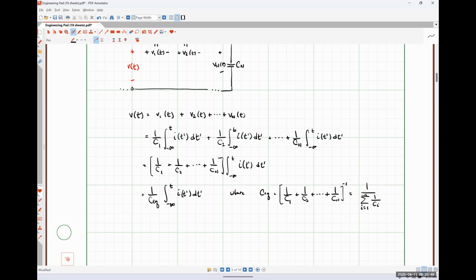So essentially, capacitors in series combine like resistors in parallel. So they even combine opposite the way that we would expect as compared to inductors.